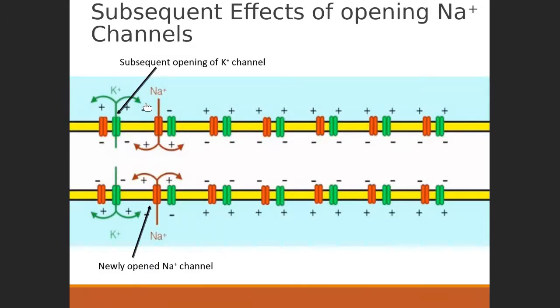Potassium rushes out. At the same time, sodium is rushing in at the next pair, which of course, now that this sodium has opened up, is going to open up its partner potassium as well as the next sodium channel in line. So now when this sodium channel opens, it's going to open up this potassium and this sodium. And by doing that, we go step by step by step down the length of that particular axon. As long as we get this very first pair of voltage-gated channels open, the rest of these will happen automatically.